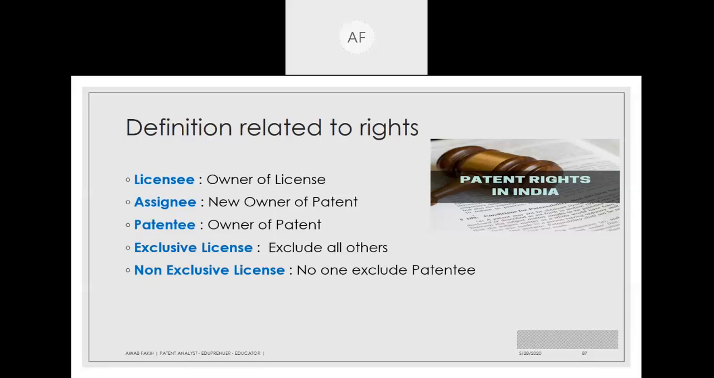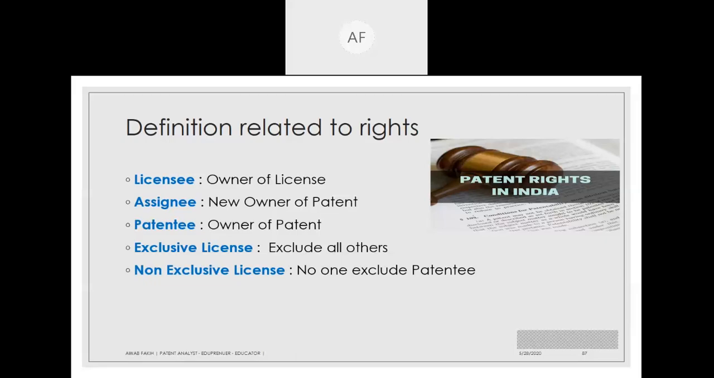A patent can be applied for by many people. It can be a true or first inventor. If he does not have knowledge about the Indian patent law, he will either hire a patent attorney or a patent agent who can prosecute the application and proceed with it on his behalf. Now, what else can he do? He can assign his invention to someone. When someone assigns the invention, he will completely transfer all the rights of the invention, like licensing, commercializing, manufacturing, exporting, importing, to that assignee.